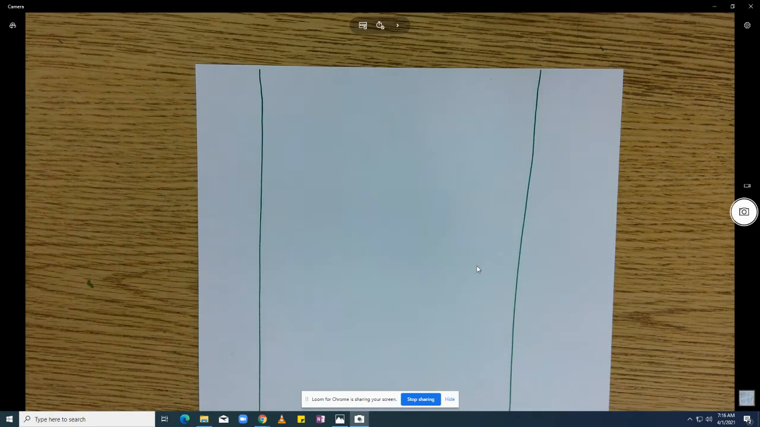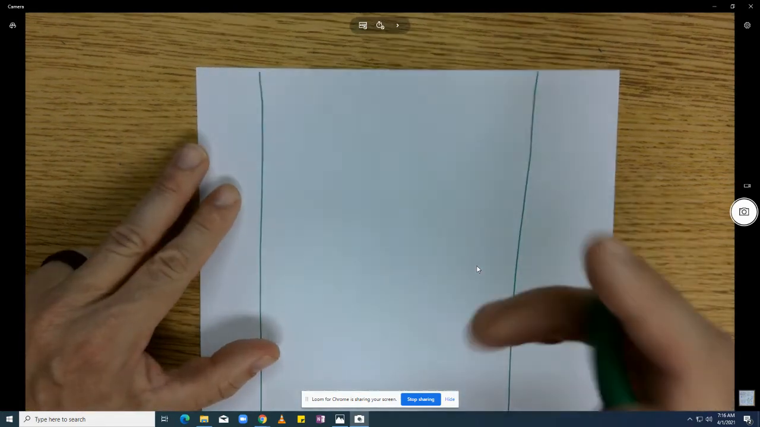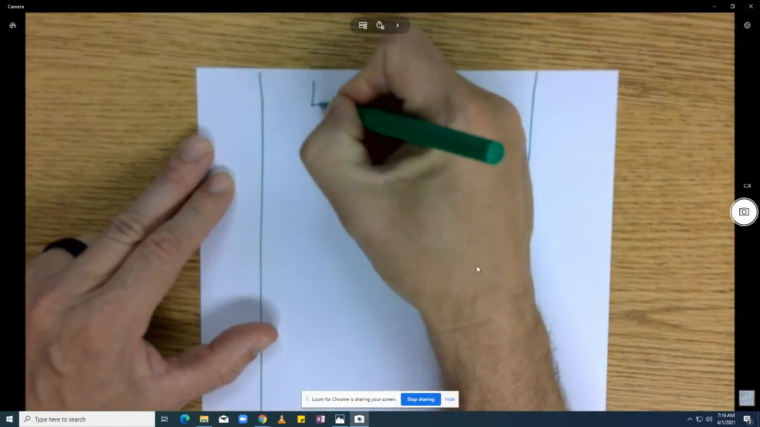So that's why we're setting up our notes like this. So up here, let's put line plots.